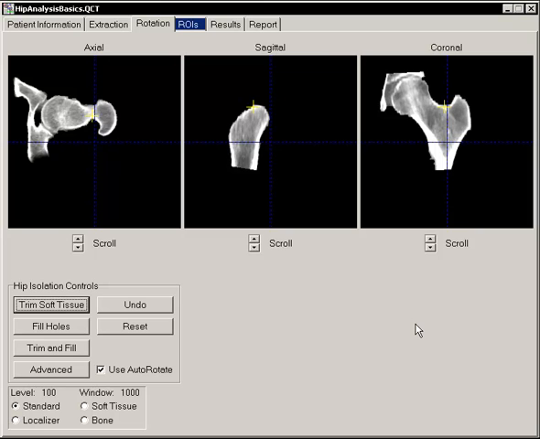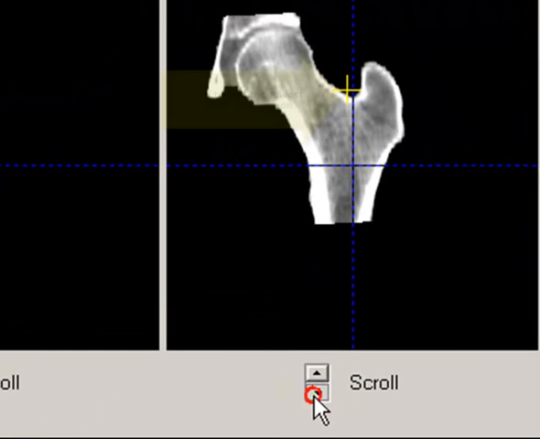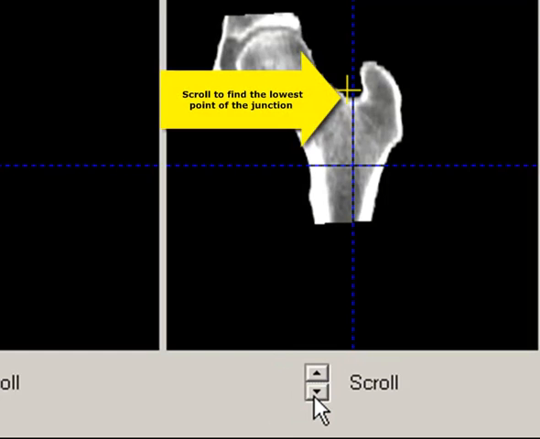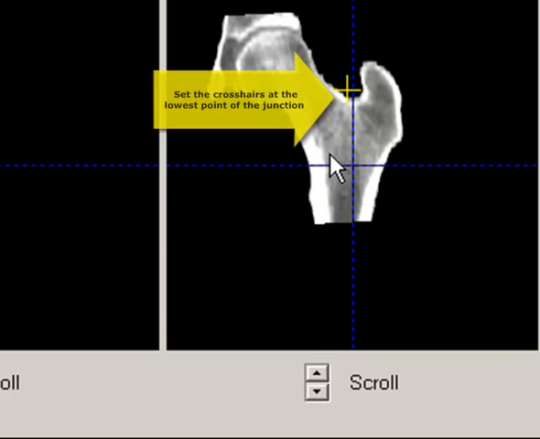So what is a perfect shadow and how do we achieve it? A perfect shadow is cast when the hip is as parallel as possible to the projection plane and thus casts the largest shadow. Here's how you do it. Begin by scrolling the coronal image to find the lowest point between the neck and greater trochanter. Then set the crosshairs in the bottom of this valley.